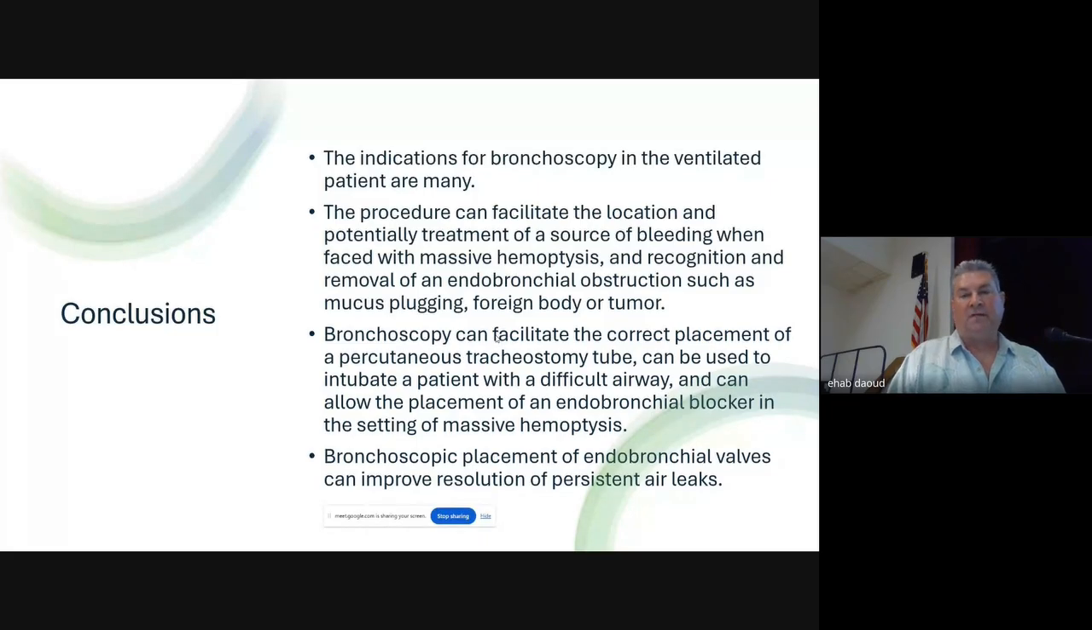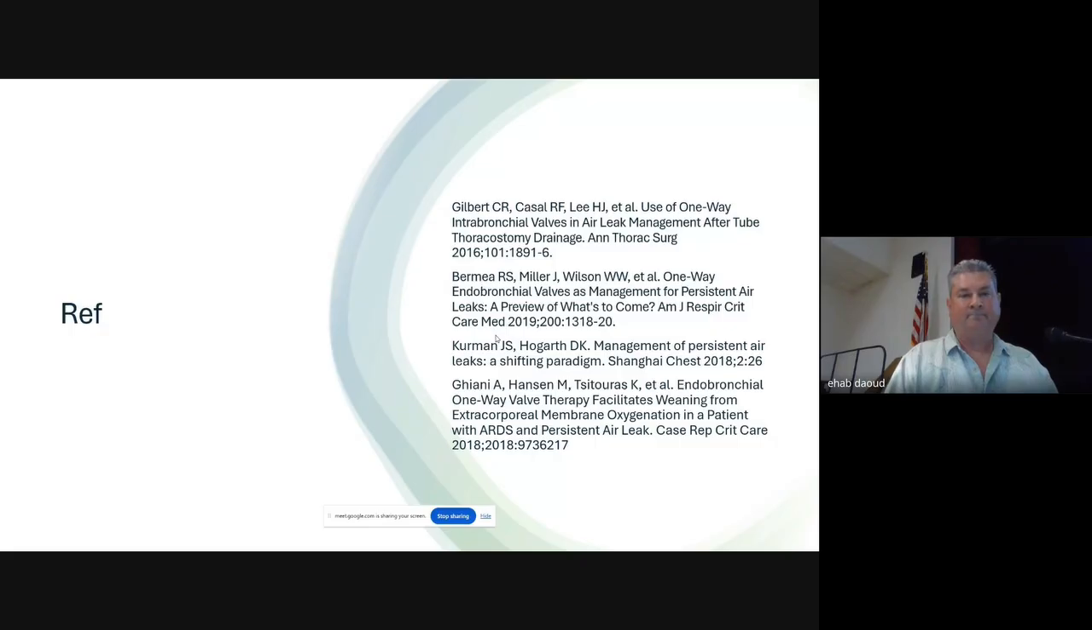So in conclusion, I think bronchoscopy is an important procedure for ventilated patients. Like we've just shown, you can remove obstructions of the airway, treat hemoptysis, treat persistent air leaks. So it's not only just clearing secretions and putting in perc trachs. There's lots of things we can do with the bronchoscope in the ICU. Thank you.